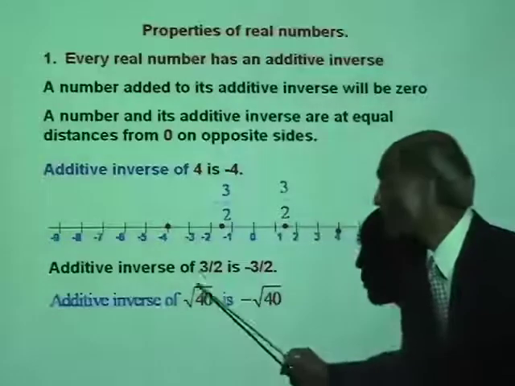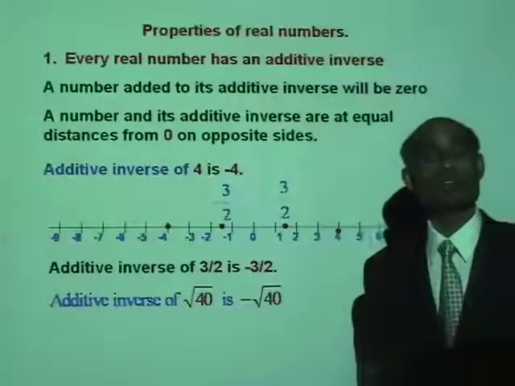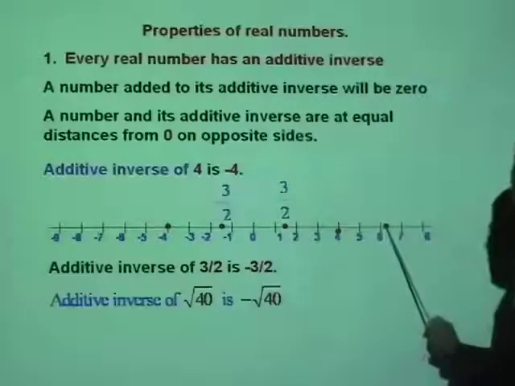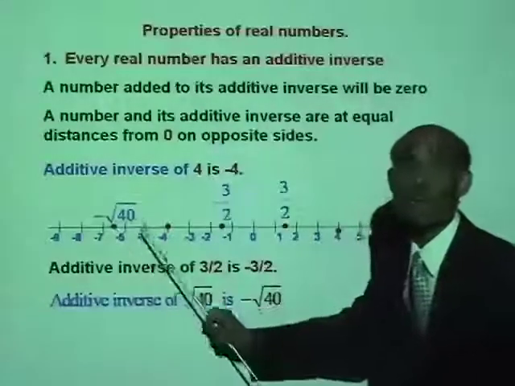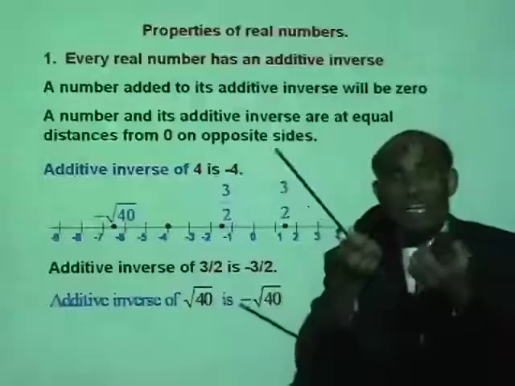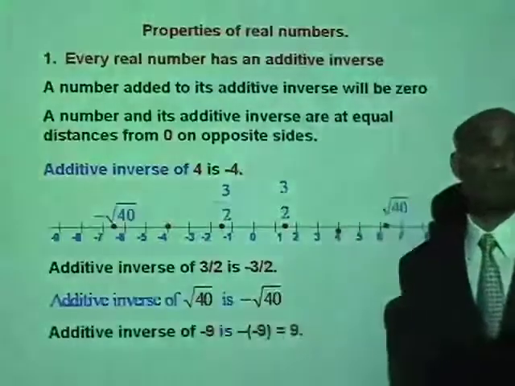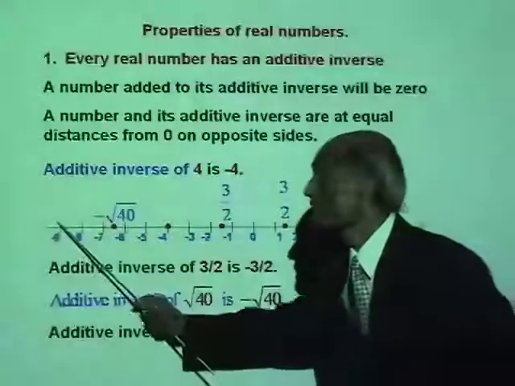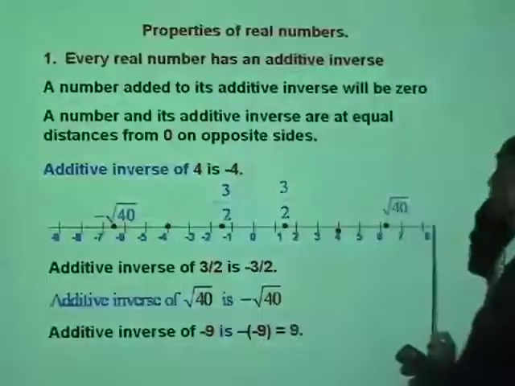Additive inverse of square root of 40 is negative square root of 40. You see? The opposite. Now, where is square root of 40? Square root of 40 is approximately here. And negative square root of 40 is over there. So, the number and its additive inverse are at equal distances to the right and left of 0. Additive inverse of negative 9. Look at this. If the number is negative 9, its additive inverse is positive 9.